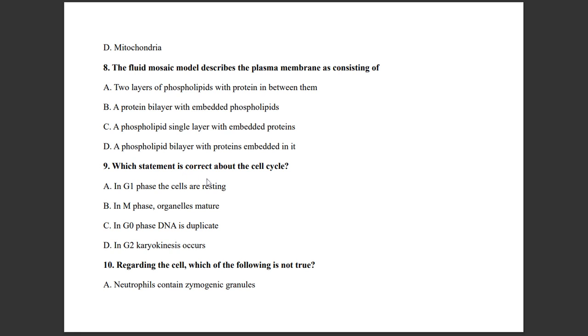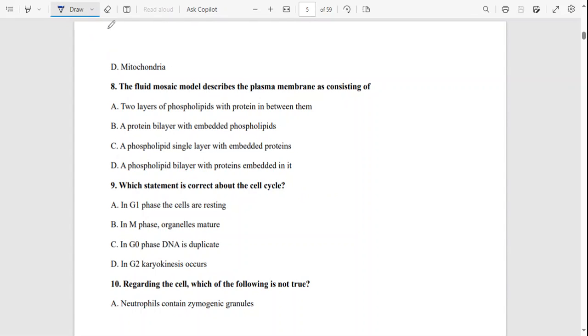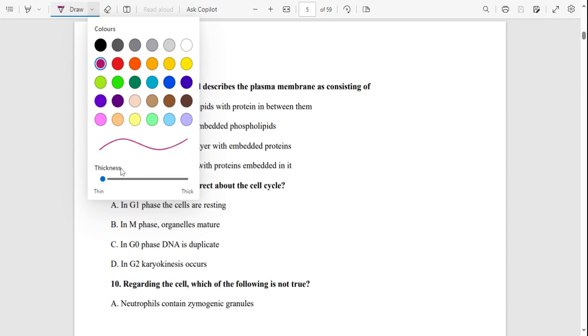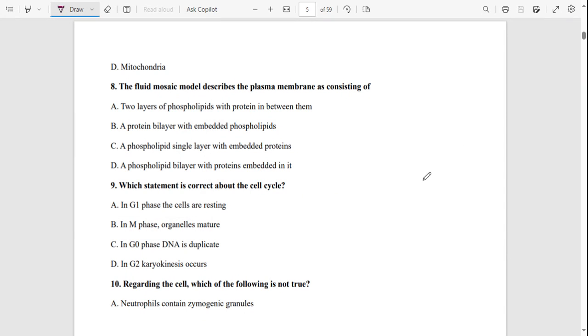Which statement is correct about the cell cycle? Now, in the cell cycle, we have got two phases. We have got the I phase or the interphase and the M phase, which is either mitosis or meiosis. In the I phase, we're going to have G1. Let me just write that. So we can divide it as having the I and the M. Now we are going to start with the M phase.